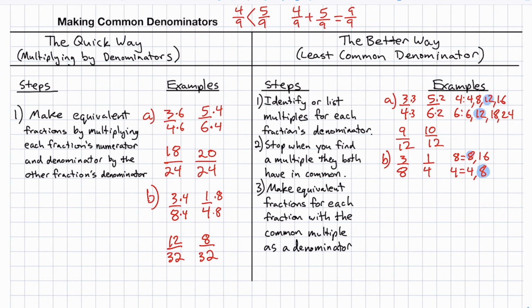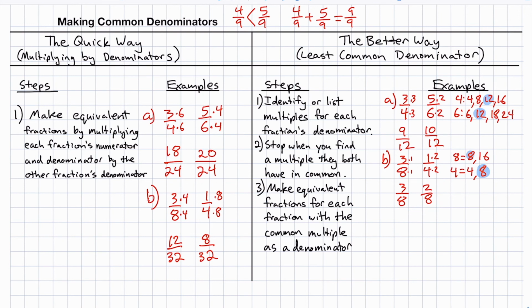So I don't even have to multiply the first fraction by anything. If I want, I could put times 1. But that's going to stay as 3/8. And then 1/4, we're going to multiply those by 2. And then that gives us 2/8 as our other fraction. So again, we've made common denominators. And you can see the first time when we did that, right, we had 12 30-seconds and 8 30-seconds. Whereas we could have just had 3/8 and 2/8, right? So again, the least common denominator is just going to give you smaller numbers to work with.